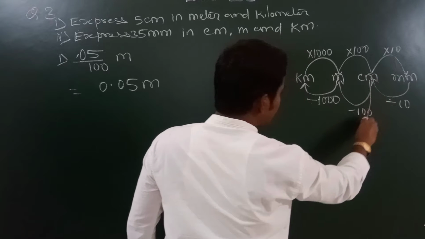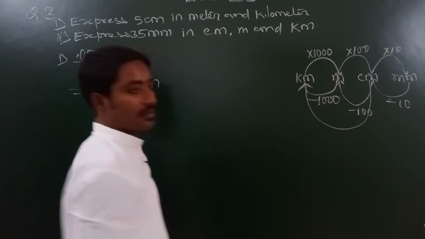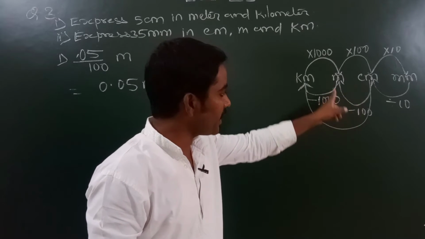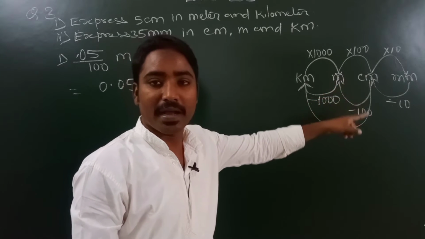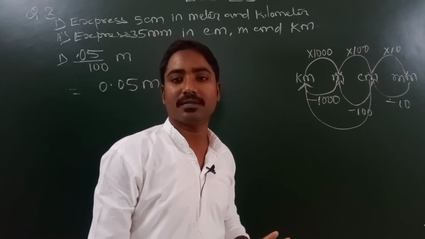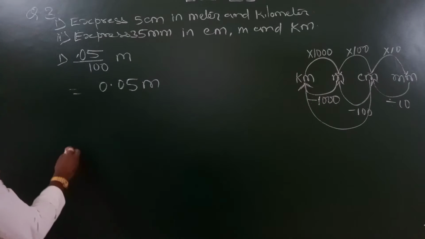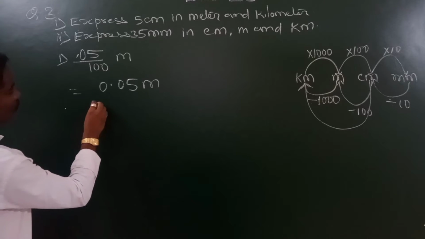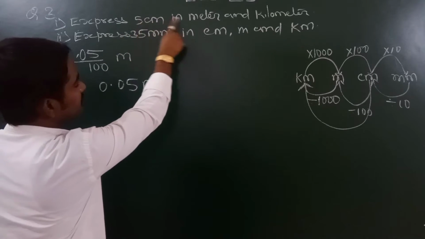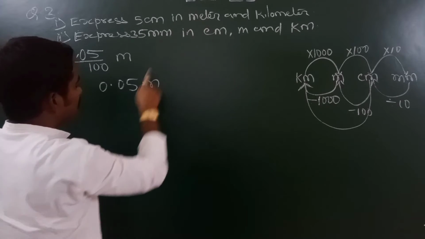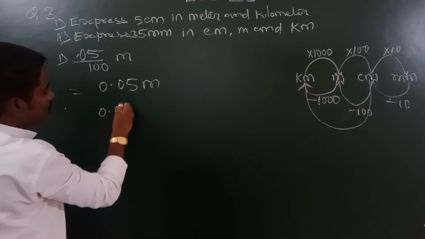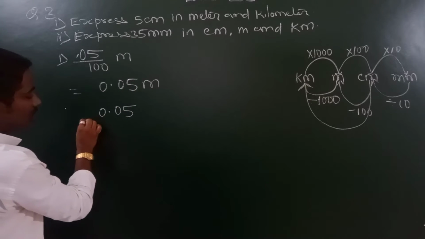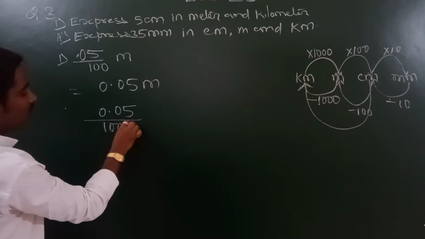Now from centimeter we have to go to kilometer. Okay, so for this we first have to divide it by 100, then again we will have to divide it by 1000, right? So one by one we will solve. Coming to the next segment of the same question. If you divide 5 centimeter into meter, how much are you getting? 0.05 meter.